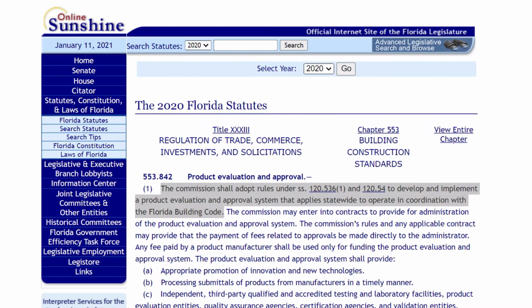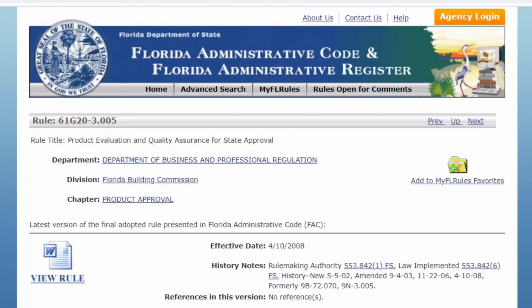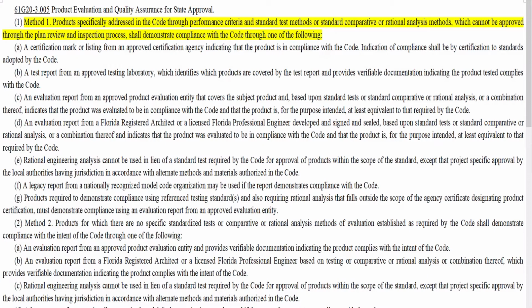Florida Statute 553.842 provides that the Florida Building Commission shall adopt rules under other statutes to develop and implement a product evaluation and approval system that applies statewide to operate in coordination with the Florida Building Code. In fact, the Florida Building Commission did adopt Rule 61G20-3.005 to deal with the product approval process. That rule provides two methods by which products can demonstrate their compliance with the Florida Building Code.